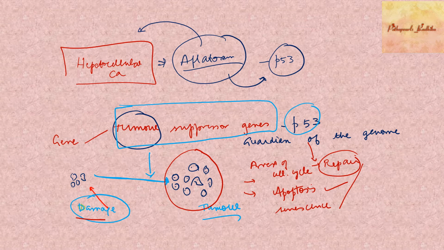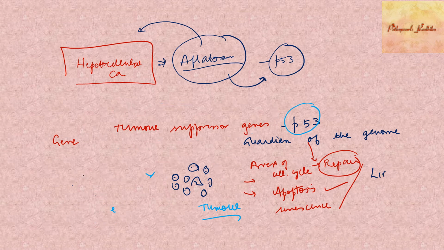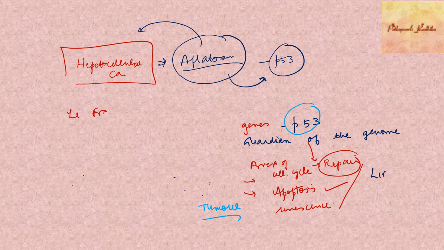So sometimes you can have a condition called Li-Fraumeni syndrome. So what is Li-Fraumeni syndrome? Li-Fraumeni syndrome is a condition in which your p53 is mutated. Okay, so Li-Fraumeni syndrome occurs when you have mutations in p53. I told you p53 is a tumor suppressor gene. So if there is a mutation in p53, there is no control over proliferation of cells, thereby leading to tumors.